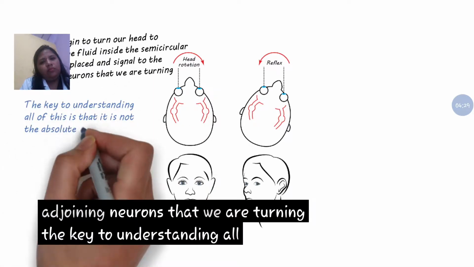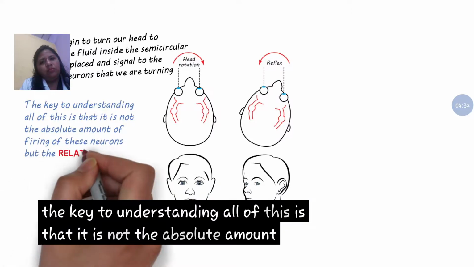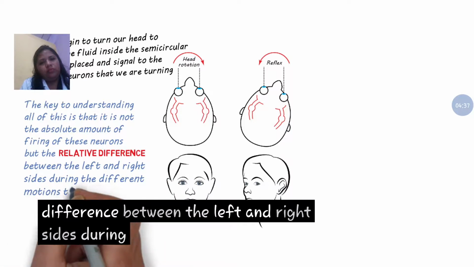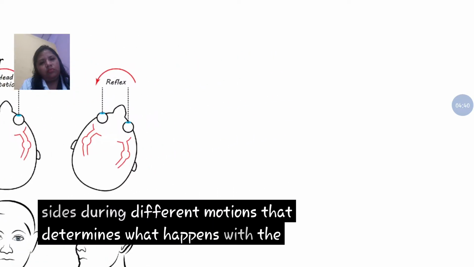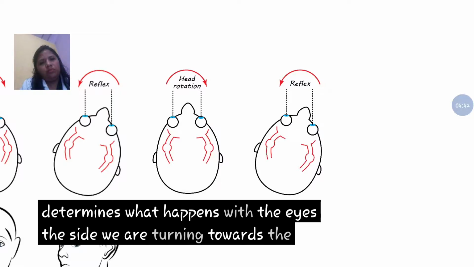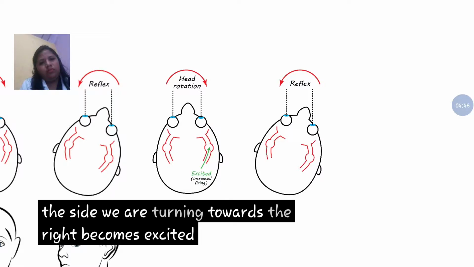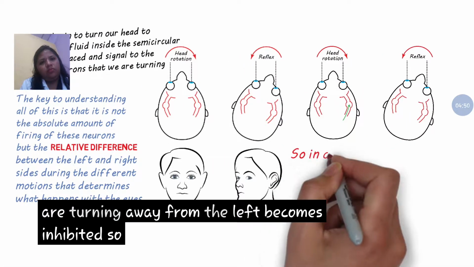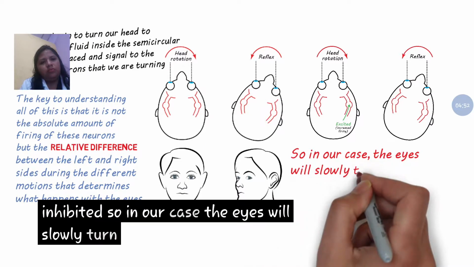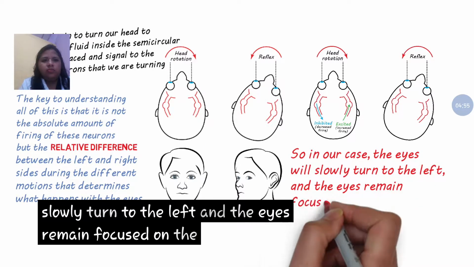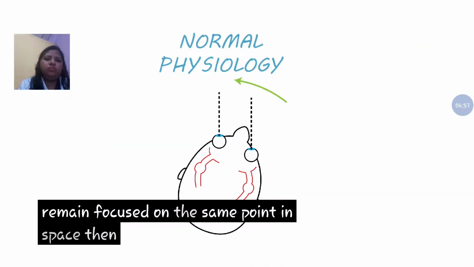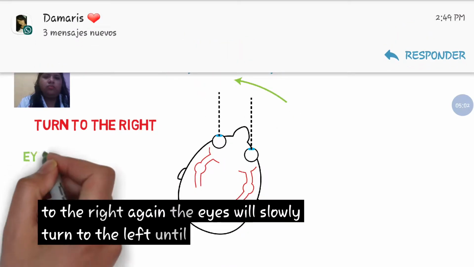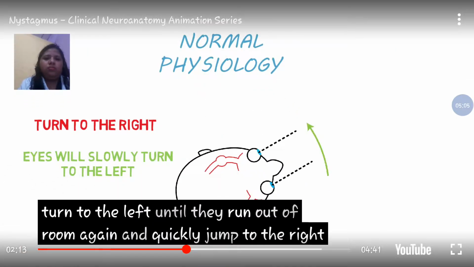The key to understanding all of this is that it is not the absolute amount of firing of these neurons, but the relative difference between the left and right sides during different motions that determines what happens with the eyes. The side we are turning towards, the right, becomes excited, while the side we are turning away from, the left, becomes inhibited. So in our case, the eyes will slowly turn to the left, and the eyes remain focused on the same point in space. Then as the head continues to turn to the right, again the eyes will slowly turn to the left until they run out of room and quickly jump to the right again.